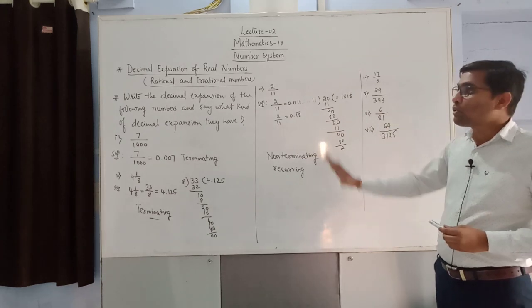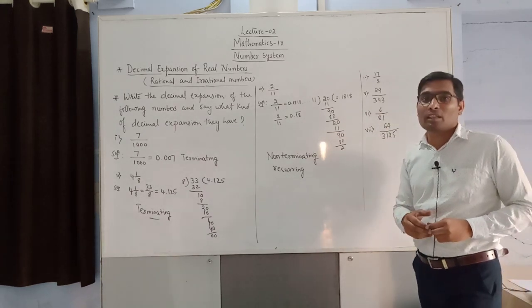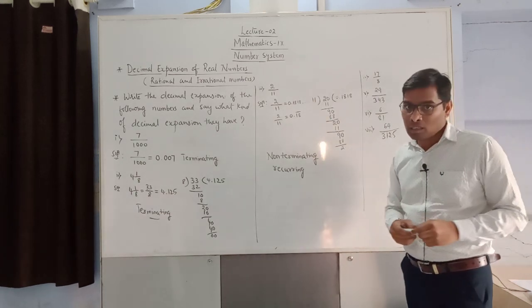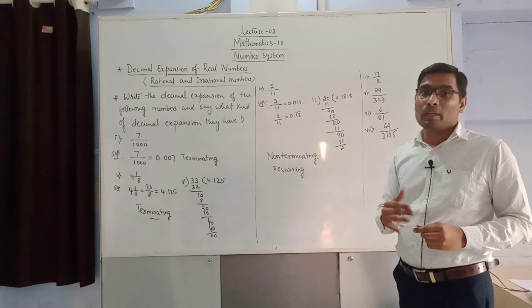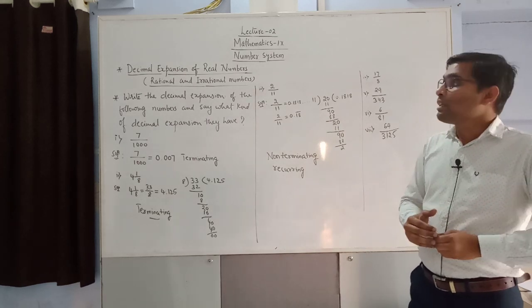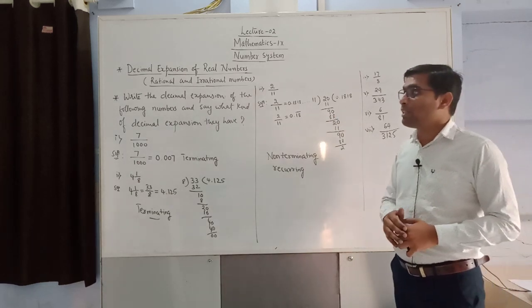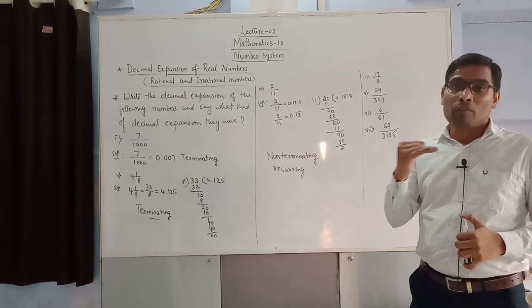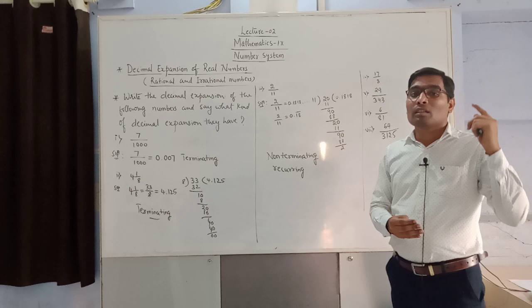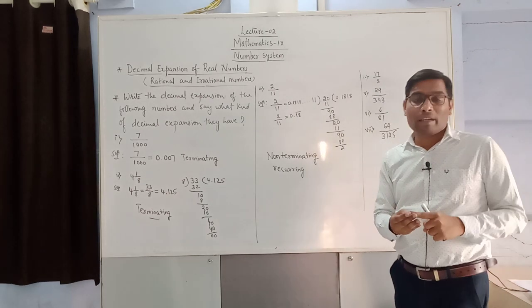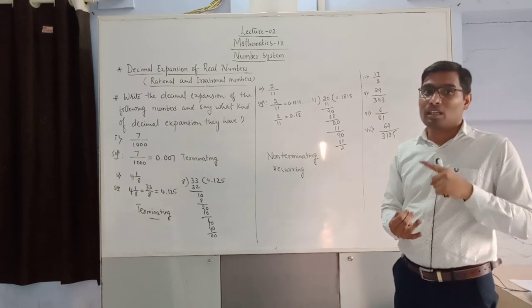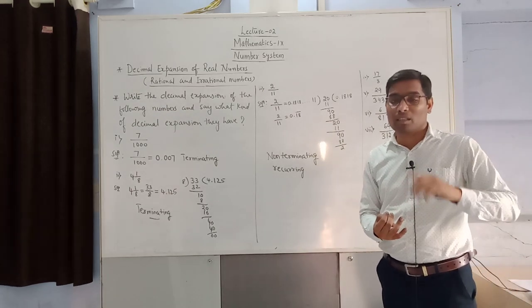So far we have discussed the decimal expansion of real numbers, that is, the decimal expansion of irrational numbers. Once again I will revise whatever we discussed so far. In the decimal expansion of real numbers, that is, the decimal expansion of rational and irrational numbers, there are 3 cases. First, terminating decimal expansion, and the second, non-terminating recurring decimal expansion. The third is non-terminating non-recurring decimal expansion.